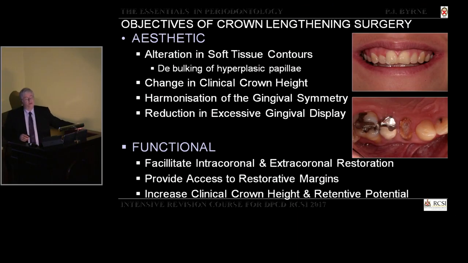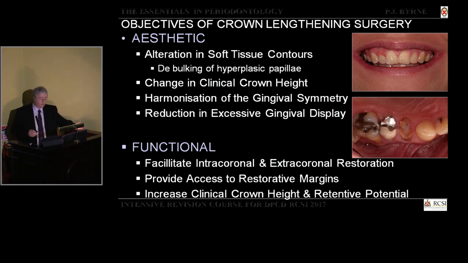Crown lengthening is something that very often isn't done as much as it should be, and it's a technique that can offer a lot of advantages. We can divide it into aesthetic and functional crown lengthening. Aesthetic: alteration in soft tissue contours, debulking, particularly of hyperplastic tissue, changes in clinical crown height, harmonization of the gingival symmetry, and reduction to some extent, depending on the case, in excessive gingival display.